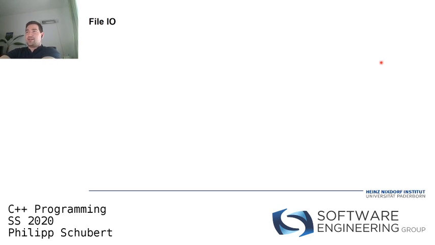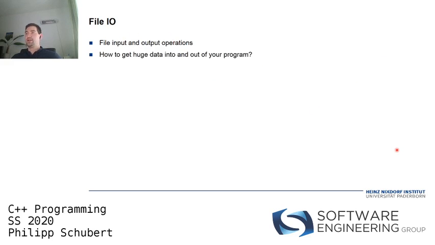Okay, that was interesting. Now let's talk about the last topic for today. Let's talk about file I/O, which you will also need for the current exercise sheet, at least for the first exercise. I/O stands for input-output. So let's talk about file input and output operations: how to get huge data into and also out of your program.